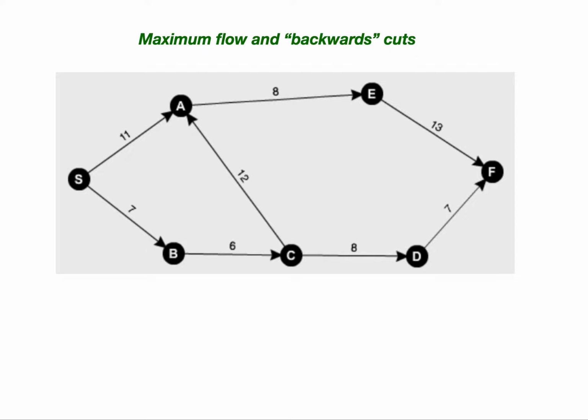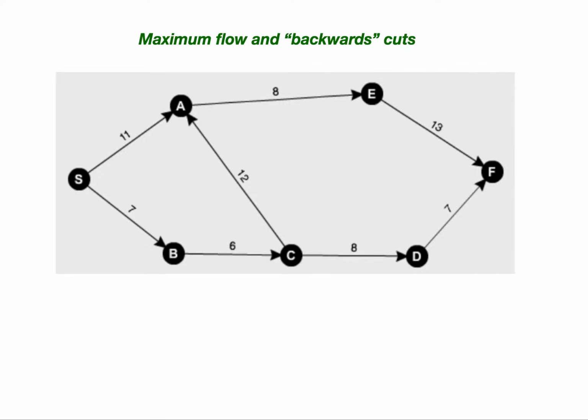Video on maximum flow and what I sometimes informally call backwards cuts. The key thing to remember for this video is that when we're trying to find the maximum flow through a network, we're looking to make a cut that has the smallest possible capacity. So we always remember that the minimum cut equals the maximum flow.